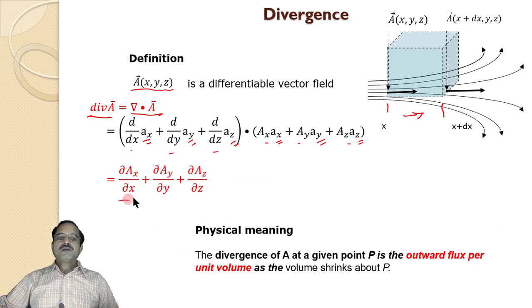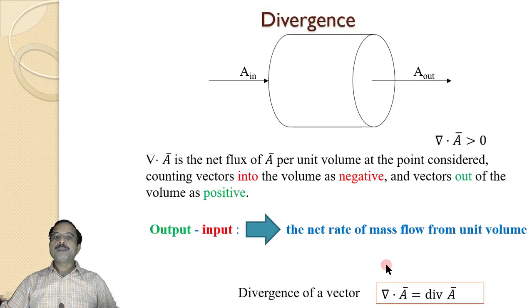So this is the x component of divergence, y component of divergence and z component of divergence. So this is the mathematical definition of divergence. As we have seen earlier, the divergence of a vector field A at a point P is the outward flux per unit volume as the volume shrinks about point P.